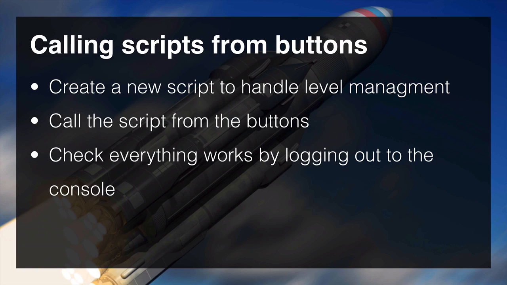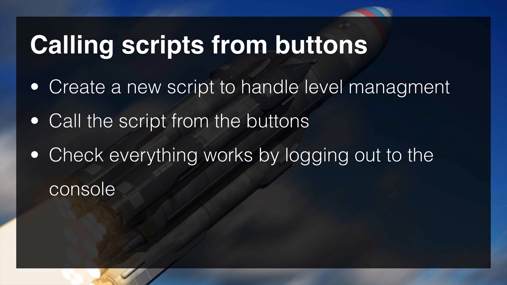So we're going to create a new script. We're going to add a bunch of functions to it to handle the different cases. For us, it's only going to be load a new level, or rather, load the game, and then quit the game, and we're going to call those functions from the buttons. And then we'll check that everything works out okay by logging out to the console.